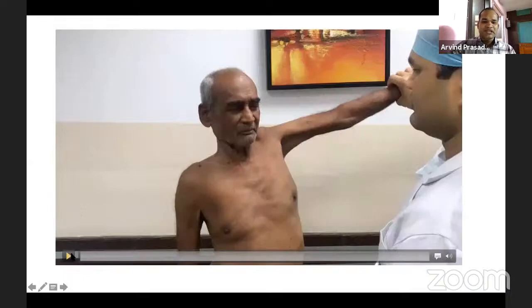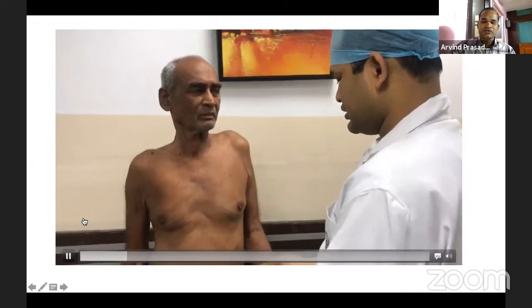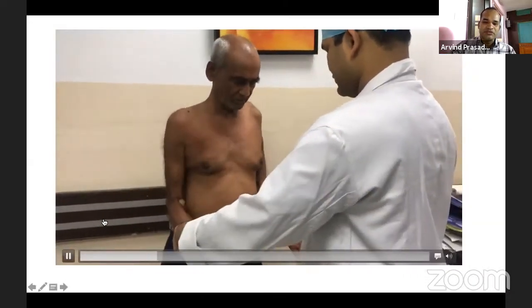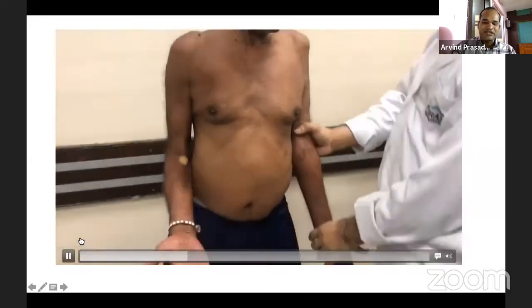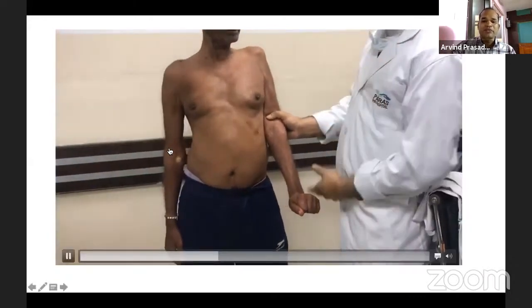This patient was referred to me for repair of the supraspinatus, infraspinatus, teres minor and subscap. All the rotator cuff was torn and he was referred to me for this reconstruction. You can see the drop arm test was positive. The patient was unable to do internal rotation of the shoulder joint as well as external rotation of the shoulder joint. And there was a problem at the elbow also.